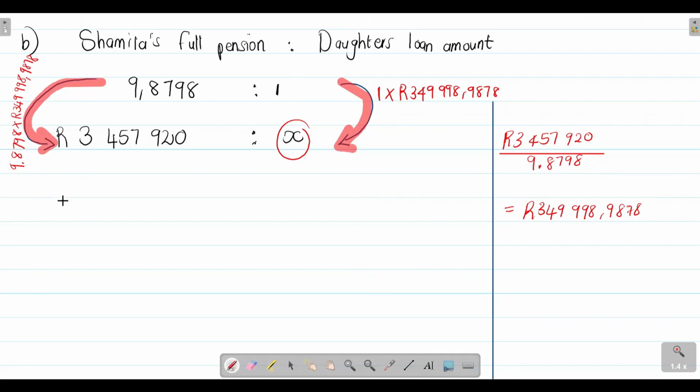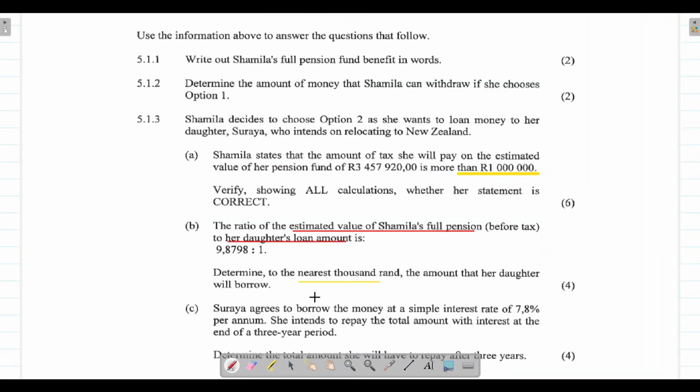Therefore, if you take your 1 times it by 349,998.9878 rand, you will basically get 349,998.9878. However, we were told that we need to round off this answer to the nearest 1,000 rand.